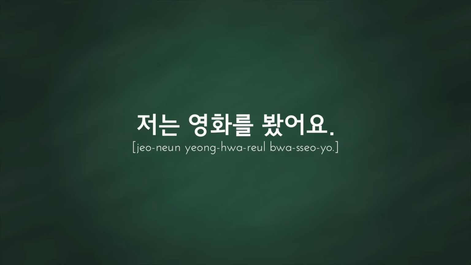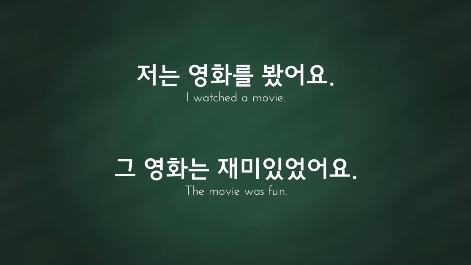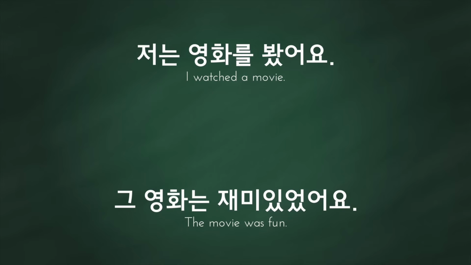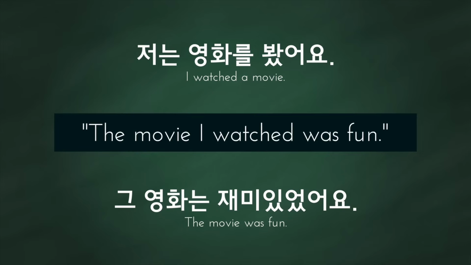So let's say I watched a movie. 저는 영화를 봤어요. A very neutral sentence. You watched a movie. And then let's say the movie was fun. 그 영화는 재미있었어요. Again, a very neutral sentence introducing the topic of the movie for the first time. 그 영화는 재미있었어요. But then let's combine these two together. The outcome would be, in English first, the movie I watched was fun. Okay? The movie I watched was fun.